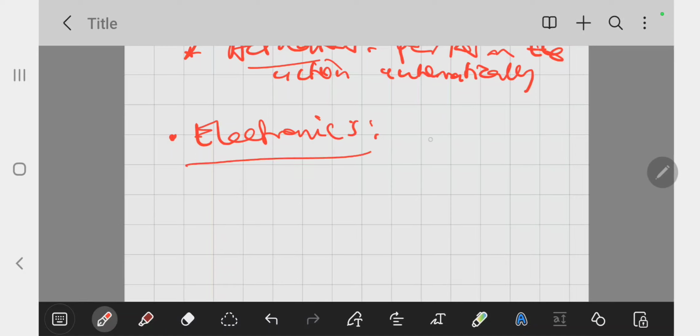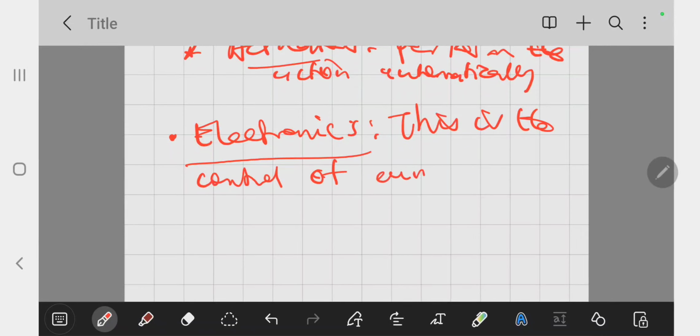So electronics is the control of current through semiconductors.